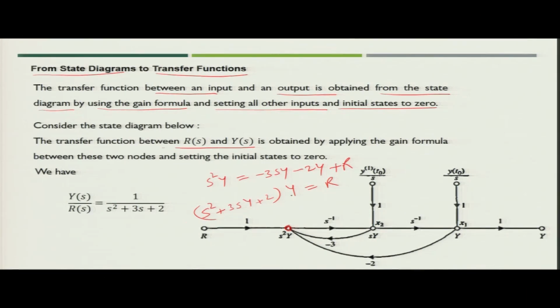Now, what is the transfer function? Transfer function is Y by R. So, what you get from here? You will get s square plus 3s plus 2. So, basically the y we have already taken out. So, this will become s square plus 3s plus 2 into y equal to r. So, Y by R you get as 1 upon s square plus 3s plus 2, which is nothing but the transfer function you have got from the state diagram.